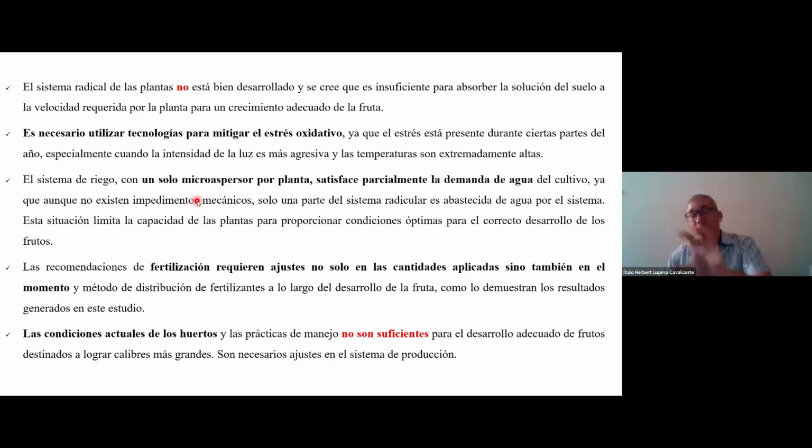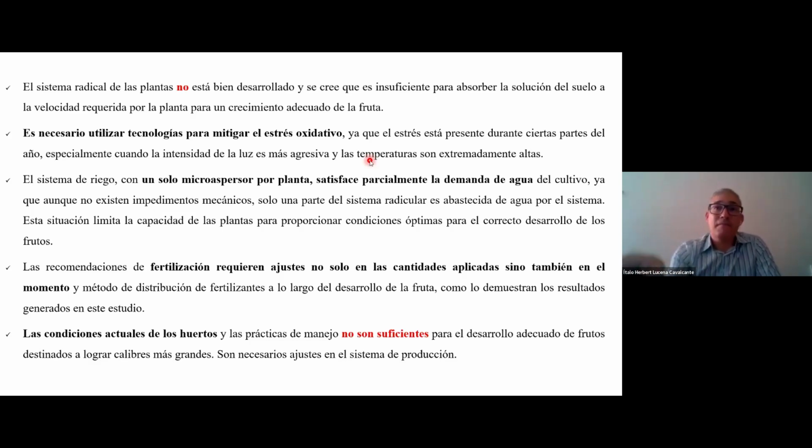Just to conclude, in the final stage of the project, the root system of the plants is not well developed and is believed to be insufficient to absorb the soil solution. It's necessary to use technologies to mitigate oxidative stress. Why am I talking about this? The reason is that we saw the data, especially we looked at the electrolytes, and in those cases where we used sunscreen, specifically T5, we saw some interesting results.